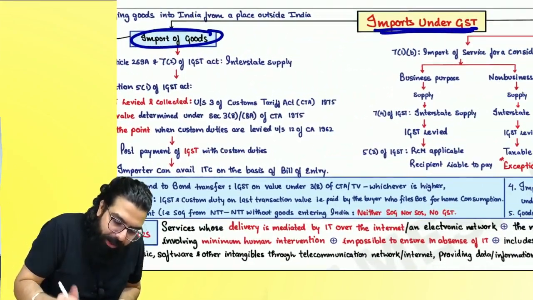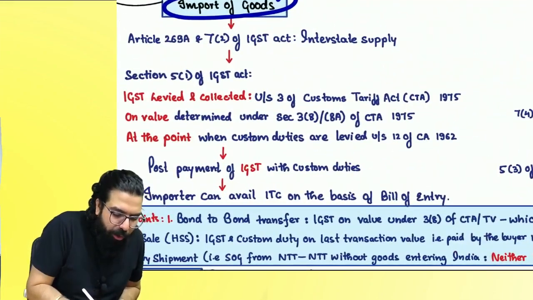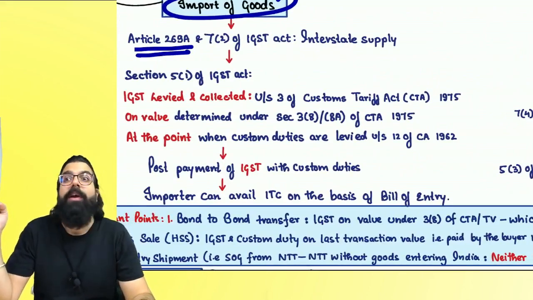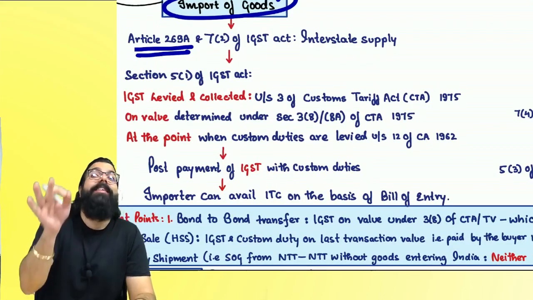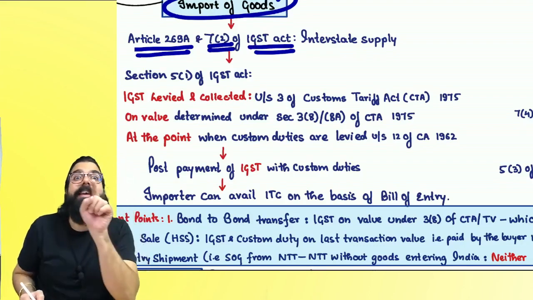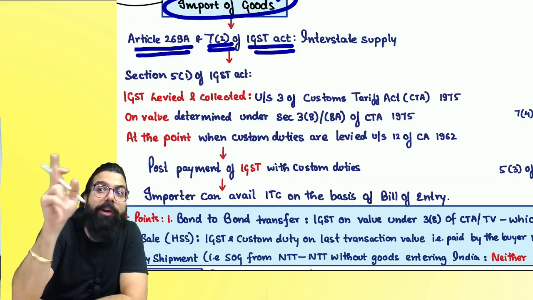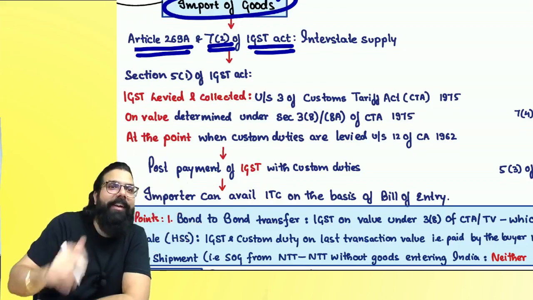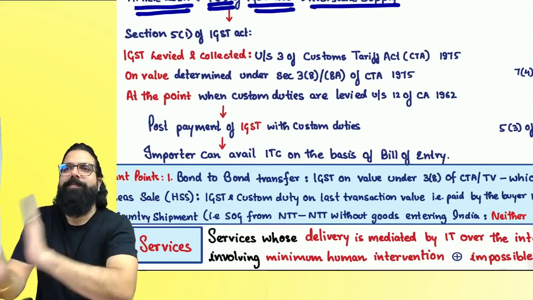Now, importation can be of goods, and importation can be of service. Importation of goods, as per Article 269 in your first chapter, says that when you bring goods into India from outside India, it is interstate supply. When you read Section 7(2) of the IGST Act, in the nature of supply chapter, it is written that importation of goods till the goods cross the customs frontier is interstate supply. So it is always interstate supply and IGST should come.